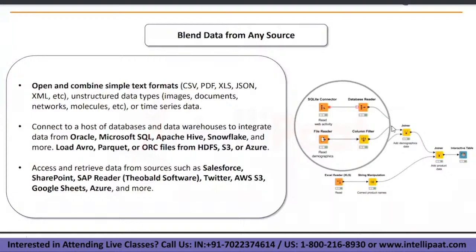We will see how you can build your own workflow. Now in terms of databases, you can have a glance at the databases and data warehouses that you can easily integrate with KNIME. Either Oracle, SQL, Apache Hive, Snowflake, or some cloud-based storage like S3, Azure, ORC files. These are the applications that can easily be integrated with your KNIME platform. Now, if I talk about certain CRM tools, you can have Salesforce, SharePoint, SAP, AWS S3, Twitter, Google Sheets, Azure. Anything can be connected.